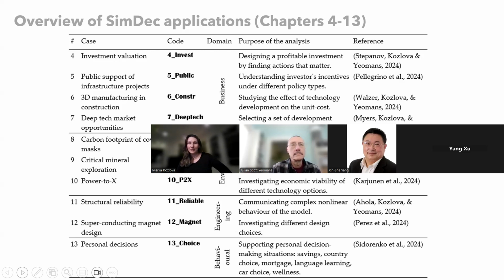Then there was an environmental component, things like a carbon footprint of COVID masks, critical mineral exploration, and evaluation of technical economic assessment of Power-to-X technology. And then there was an engineering part. One was about structural reliability. And another one was on superconducting magnet design. And then one more cool chapter that we put together was on personal decisions.